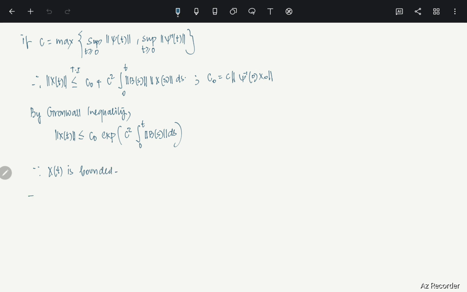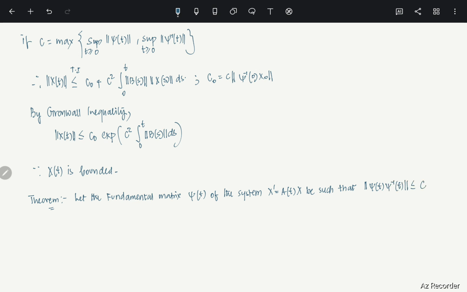So the next theorem which we are going to do will be along the same lines. So essentially what we will do is this. Let the fundamental matrix phi of t of the system x prime equals A times x be such that norm of phi of t, phi inverse of t is less than or equal to some constant C.